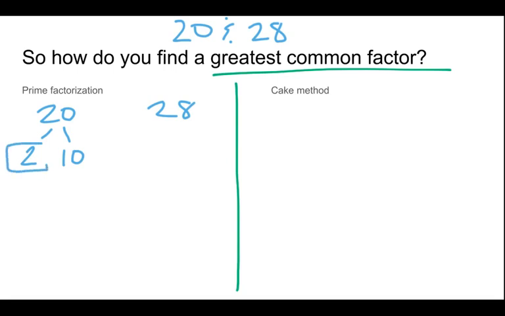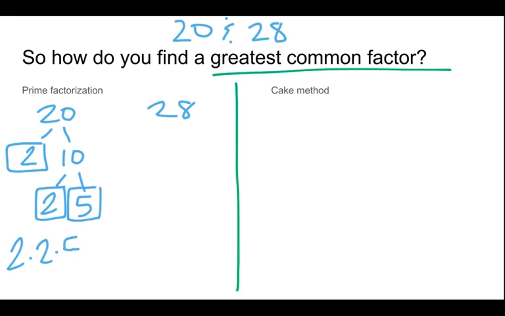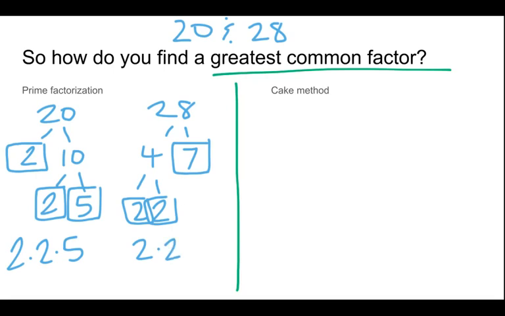So 2 is prime, so I stop there, but 10 I can break down because it's composite. So 10 can break down into 2 and 5. 2 and 5 are both prime, so the prime factorization of 20 would be 2 times 2 times 5. Okay, so for 28, I can break that down into 4 and 7. 7 is prime, and then 4 breaks down into 2 and 2, both of which are prime. So the prime factorization of 28 is 2 times 2 times 7.